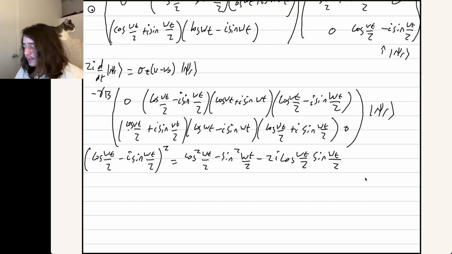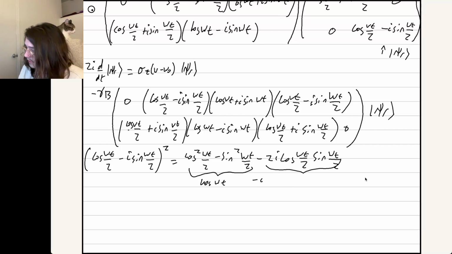Okay. That is a trig identity. That turns into just cosine omega t. That is a trig identity. That just turns into cosine minus i sine omega t.